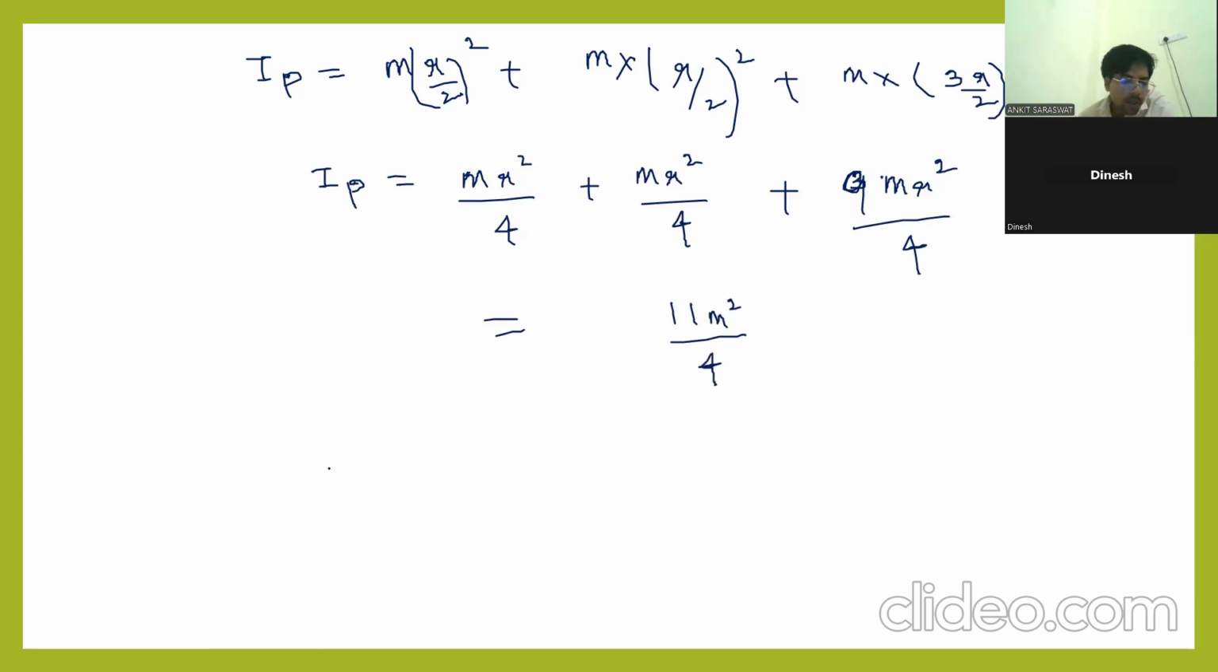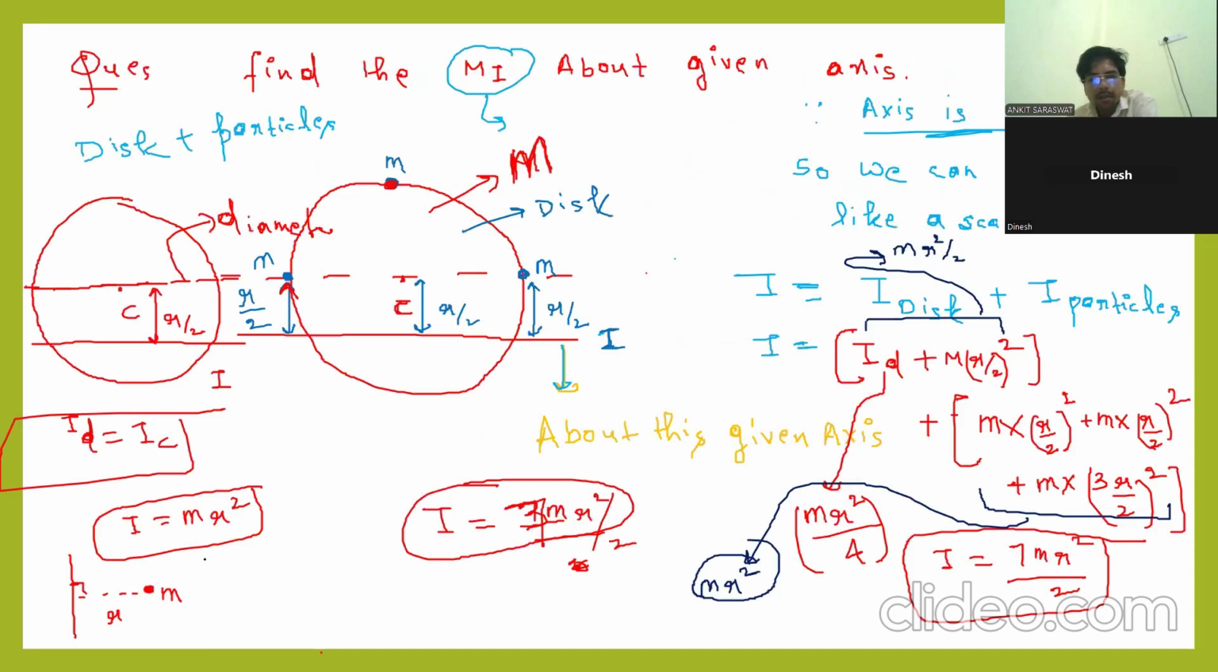Is it the same answer you are getting? There are 3 masses. For the disk, you are getting mr square by 4 plus mr square by 4, that is mr square. So once you add, you will get what answer? 15 mr square by 4. That's why I'm saying cross check. 15 mr square by 4.